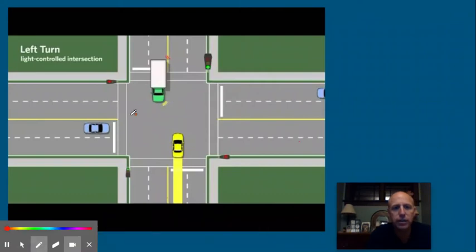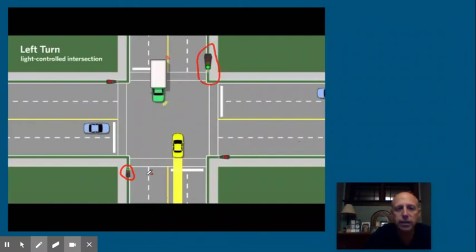You can see that the traffic light for the semi truck and the traffic light for this yellow car is green. So the semi truck has pulled into the intersection. Notice how they've pulled into the intersection and they've got their left blinker on. They're waiting to turn left.